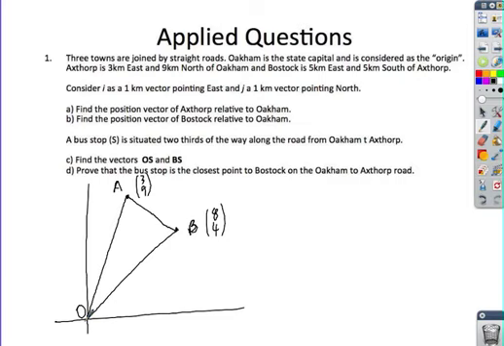All right. The first question says, find the position of Axthorpe relative to Oakham. So really what we're finding is vector OA, the position vector of Axthorpe, which we've already identified as (3, 9). In part B, it says find the position vector of Bostock relative to Oakham. So really what we want here is position vector OB.